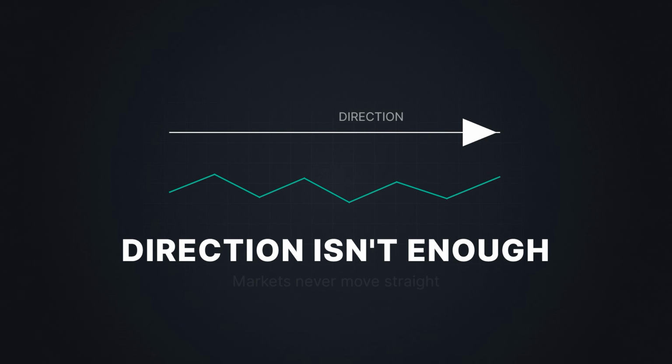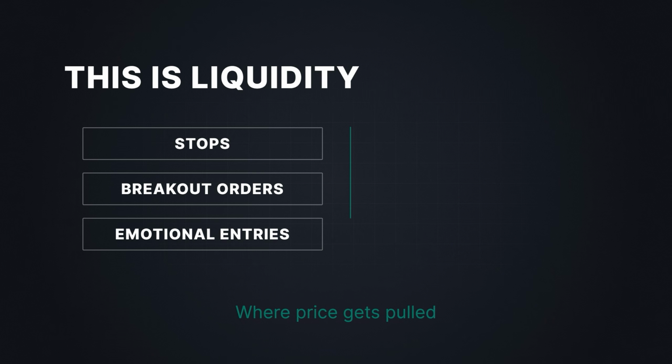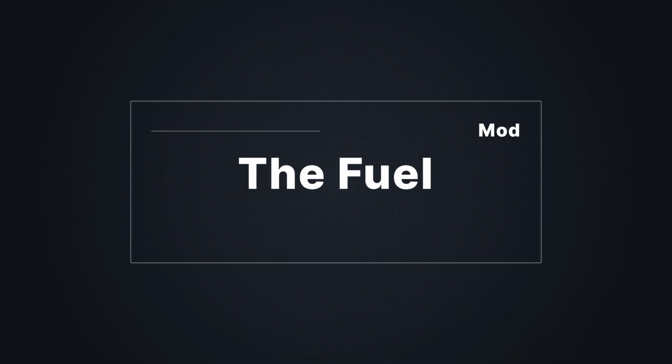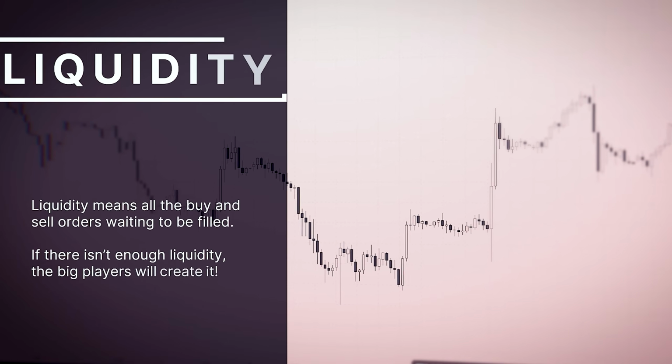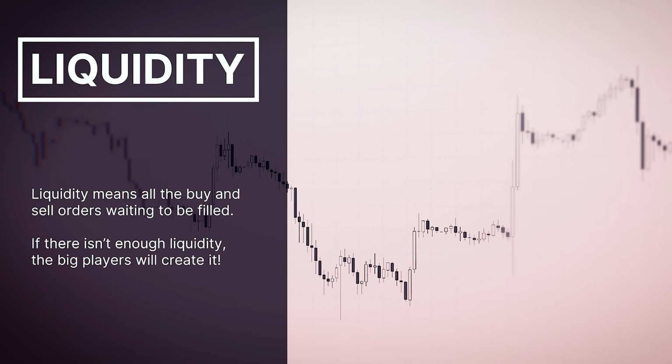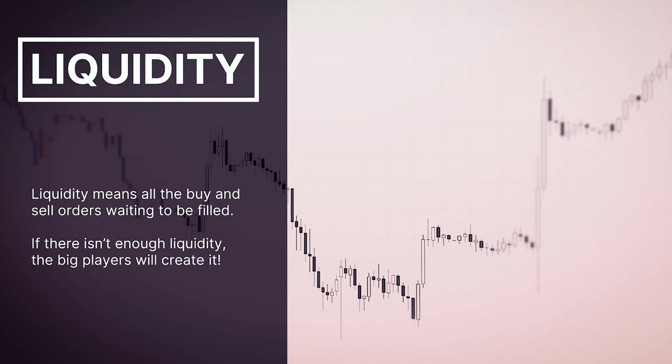But direction alone is not enough, because the market does not move in a straight line. Price often moves toward areas where traders have stops, breakout orders, and emotional entries. That is liquidity. So liquidity means all the buy and sell orders waiting to be filled. Now, here's the interesting part.